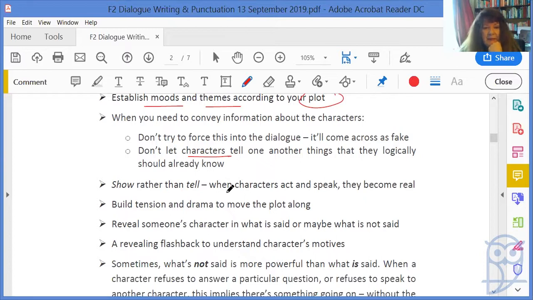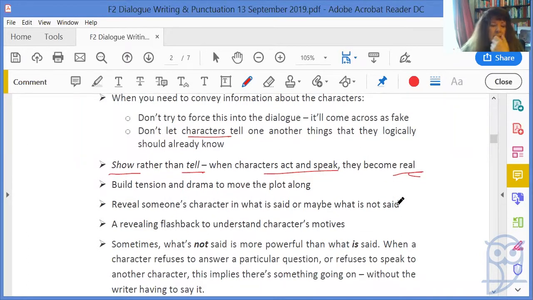Okay. Right, again, show rather than tell, just like we've done there. When the character acts and speaks, he becomes real. Okay? You want your character to be real. And then, of course, you build tension and drama to move the plot along. If it's all totally predictable, it's not so interesting. So trying to convey something by what someone says is an art. It means you're a good writer if you can do that for starters, but it's great for the reader as well, because they'll want to keep on reading.